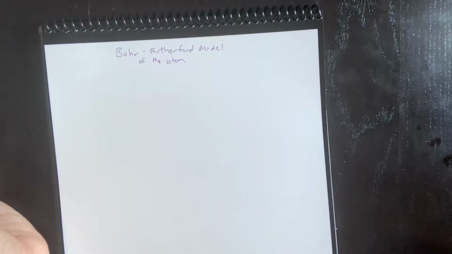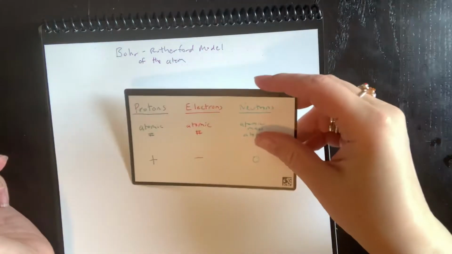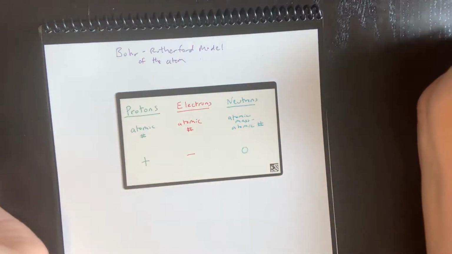Here is a video model to explain how to draw the Bohr-Rutherford model of the atom. So, grade 9 science, all levels can use this type of model. So let's do a little review, just a really quick one here.